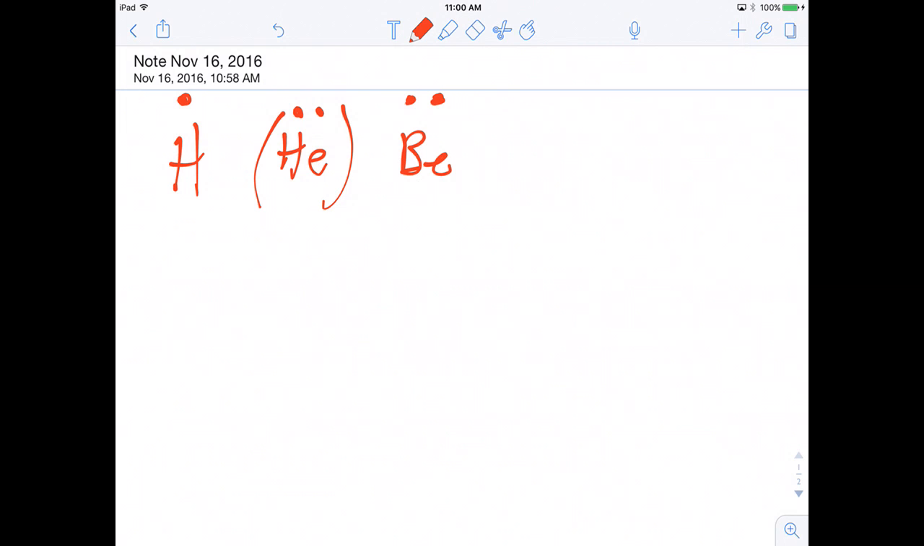Why did I write them together, paired up? Because they fill one orbit, exactly. One up, one down. They're in the 2s. One up, one down. All right, so that's why I drew them like that, paired up together. When you get to boron, the situation gets a bit more complex.